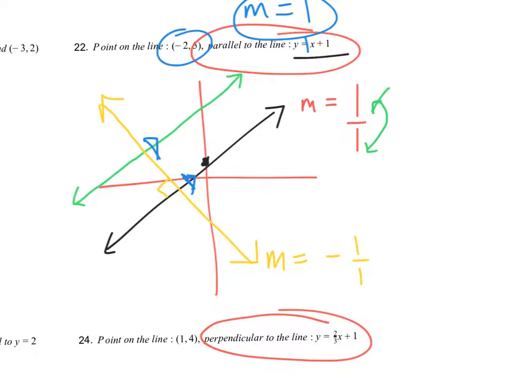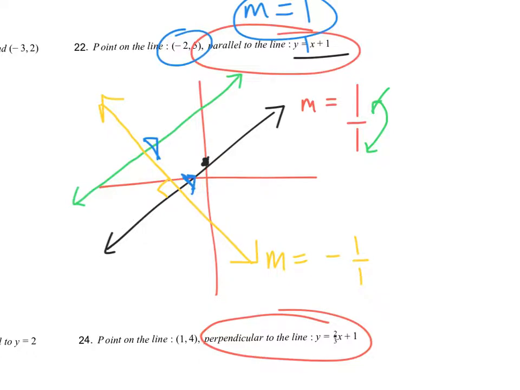But if you look at question 24, it says it's perpendicular to the line y equals 2/3 x plus 1. So here's the slope, 2/3, of this line. But the line that we want to draw is perpendicular to this line. So I want the slope perpendicular to 2/3. Therefore, I want the slope that's the opposite reciprocal of 2/3.